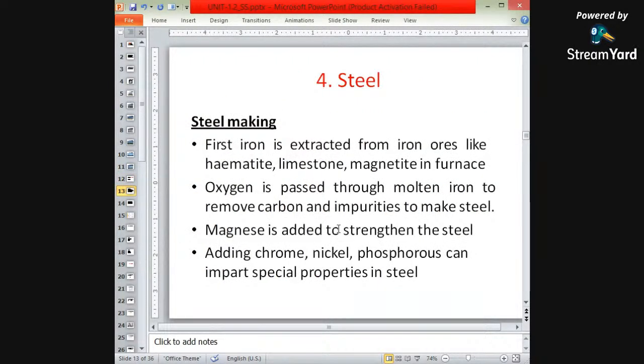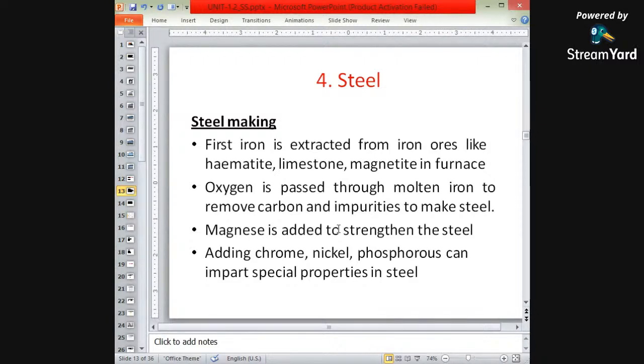Again, what is steel? The steel making. In short, we will go through the various steps, how the steel is manufactured in the companies, what are the different steps followed in the manufacturing of steel. So in short, we will go through the various steps covered in the manufacturing of steel.